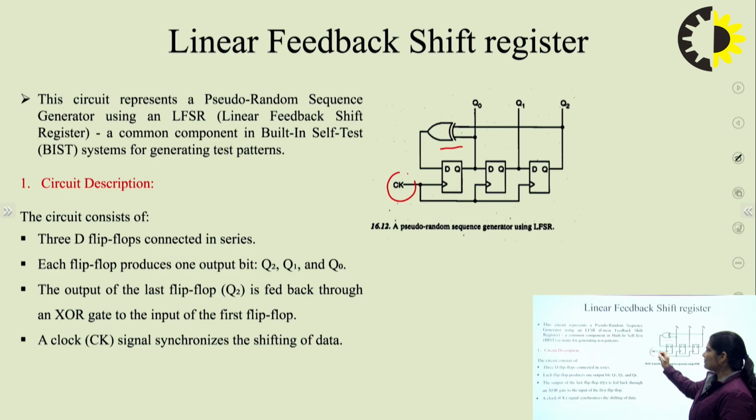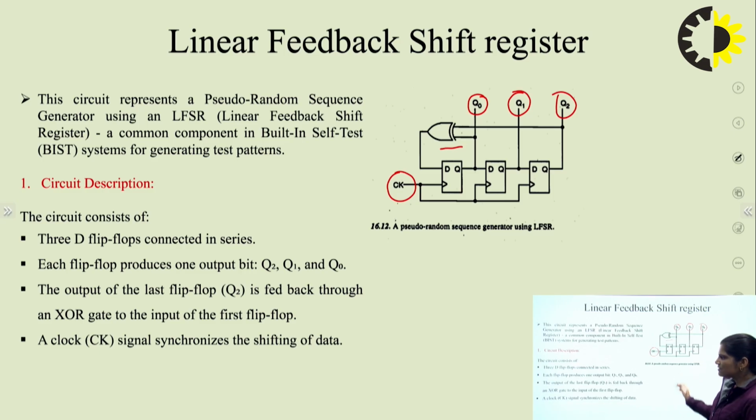Here is a clock which is connected to all these flip-flops. This is a D flip-flop; from the first flip-flop we are getting output in the form of Q0, from the second D flip-flop we are getting output in the form of Q1, and from the third D flip-flop we are getting output in the form of Q2. So this is a pseudo-random sequence generator using a linear feedback shift register.